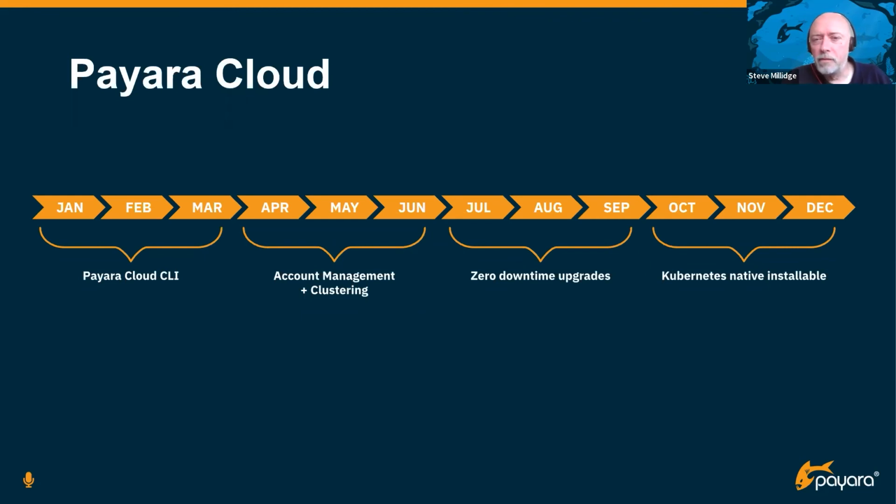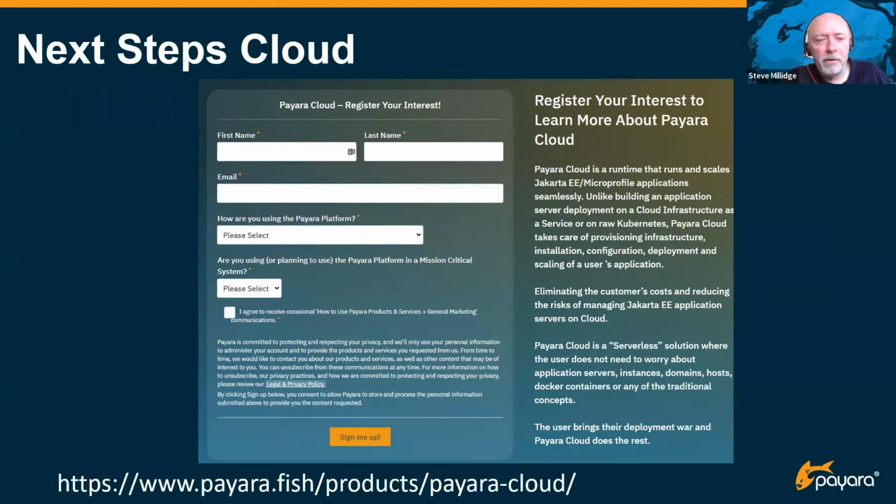And that should be coming down to the point where you can install it natively yourself at the end of 2022. So if you're interested in Payara Cloud, then there is a site on our website. You can sign up, and we are getting very close to inviting people to register and get onto the GA version, or the GA is in the sense that it's shipped onto the infrastructure version of Payara Cloud.